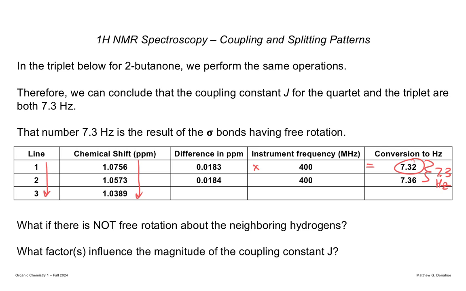And so notice the reciprocal relationship between the quartet to the triplet to the quartet. Since they are in the same spin system, their coupling is equal to 7.3 hertz. And so what if there's not free rotation about neighboring hydrogens? What factors then influence the magnitude of the coupling constant?